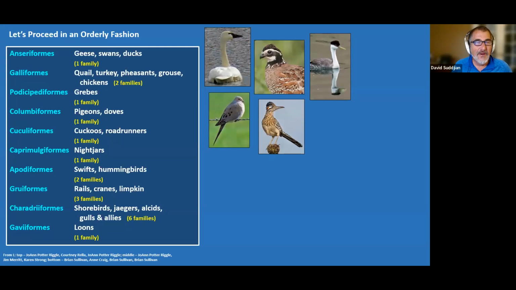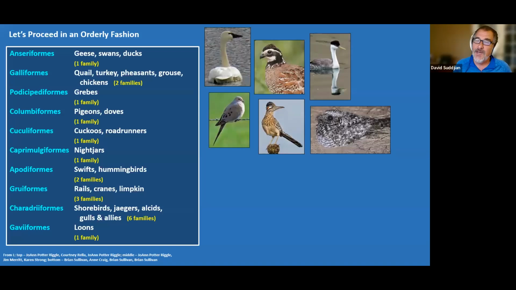And I put in yellow here the number of families in each of these orders. You'll notice that some of them just have one family, and that's usually a clue that it's a little bit less diverse. The Anseriformes is an exception because it's actually quite a large family of birds. Then we have, I always have to look hard at this word to pronounce it correctly, Caprimulgiformes, which is the nightjars, right? So poorwills, nighthawks, and things like that are in Caprimulgiformes.